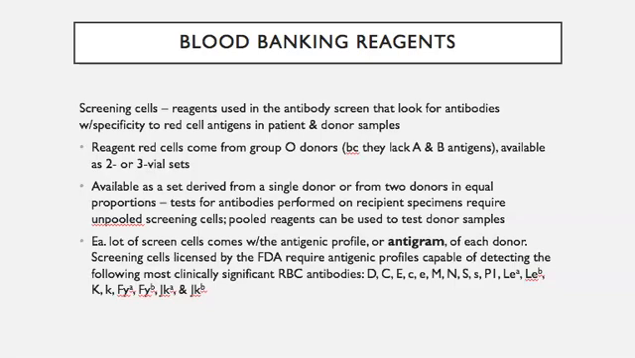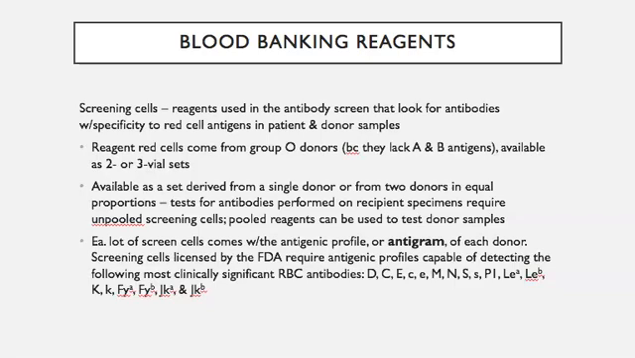Okay, our screening cells. These are the reagents used in the antibody screen. They're used to detect antibodies with specificity to red cell antigens in the patient and donor samples. The reagent red cells come from group O donors, and this is because group O individuals lack the A and B antigens. And these screening sets will come either as a 2 vial or a 3 vial set.